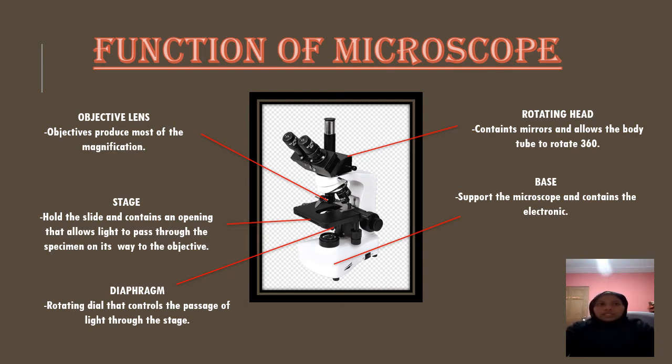Okay, for the objective lens function, objectives produce most of the magnification. The high power lens, which has a blue stripe, magnifies 40 times, and the low power lens, which has a yellow stripe, magnifies 10 times. So the last function for the microscope is rotating head. It contains a mirror and allows the body tube to rotate 360 degrees.